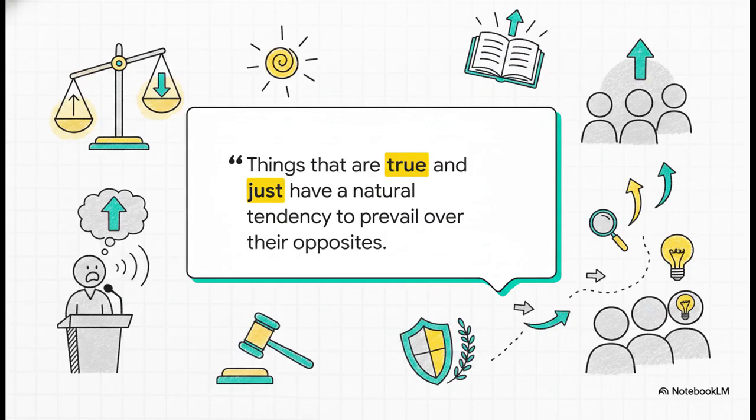Therefore, if a just cause fails in front of a judge or an assembly, the defeat is actually due to the speakers themselves. The speaker's inability to observe the available means of persuasion is entirely to blame.